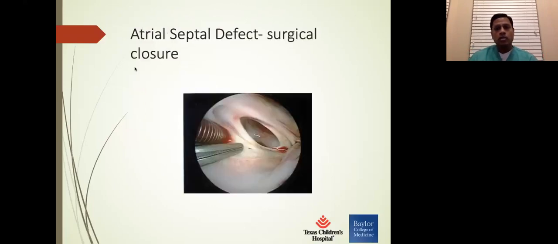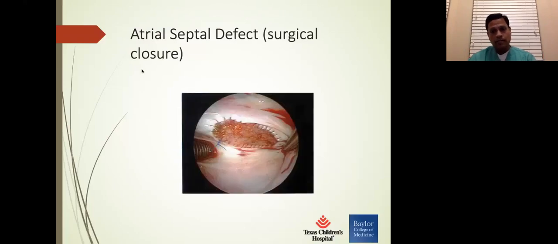So surgical closure of ASD is usually done under direct vision, either with a patch closure or direct suture closure. This is how a patch closure looks. The patch could be pericardium, Gore-Tex, or Dacron, depending on surgeon preference.